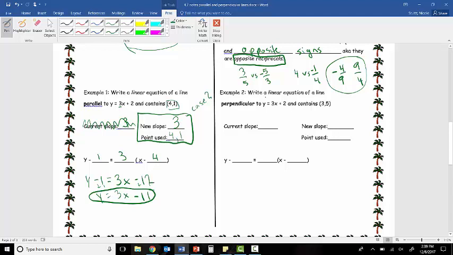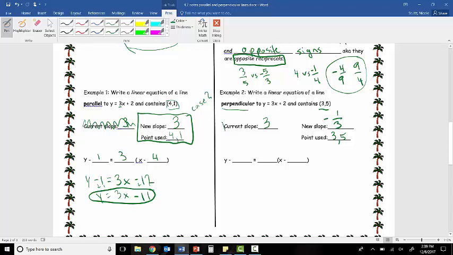In example 2, we are going to write the equation of a line that is perpendicular to this line, and our new line will contain that point. So I will go ahead and write (3, 5) as the point you are to use. Your current slope is 3. But because this is a perpendicular line, your new slope will be flipped and opposite.